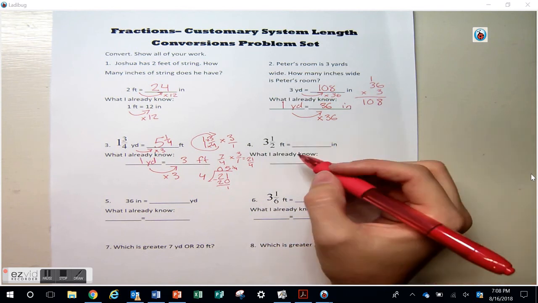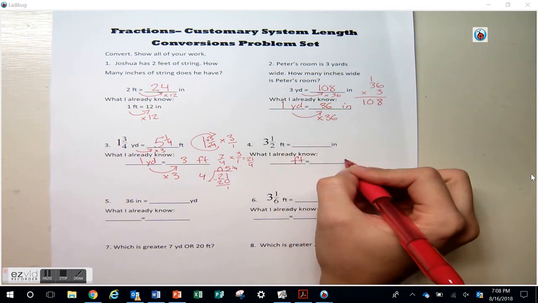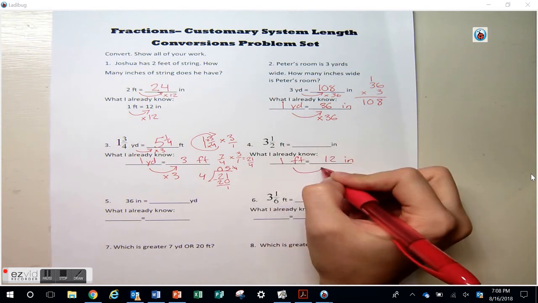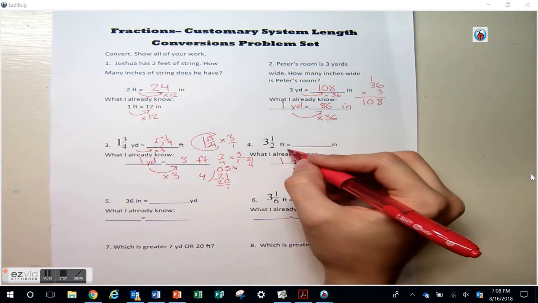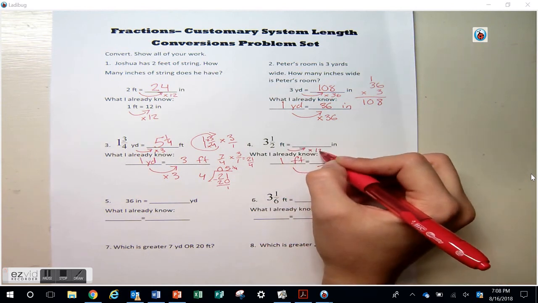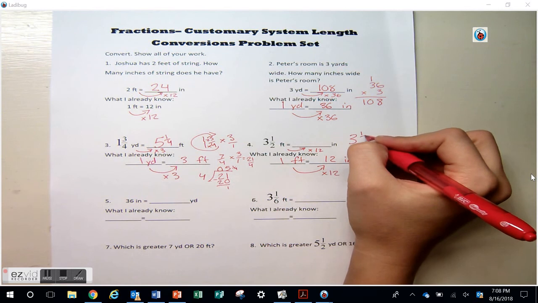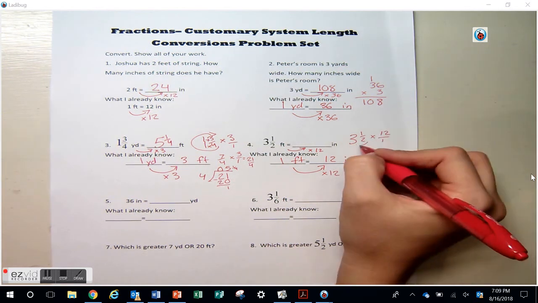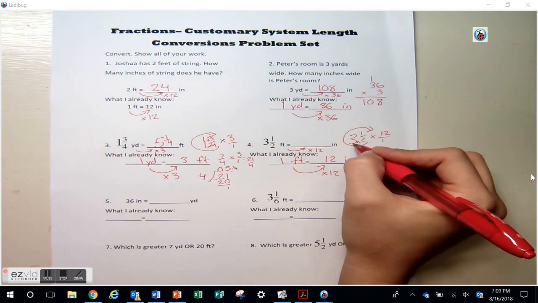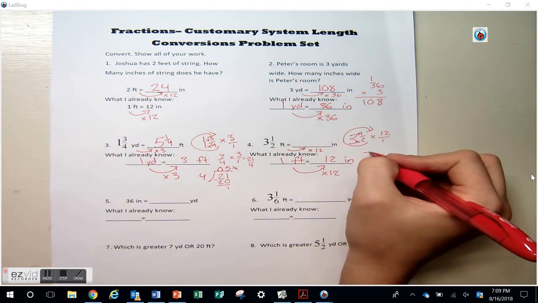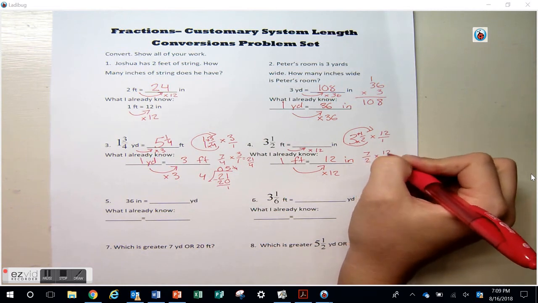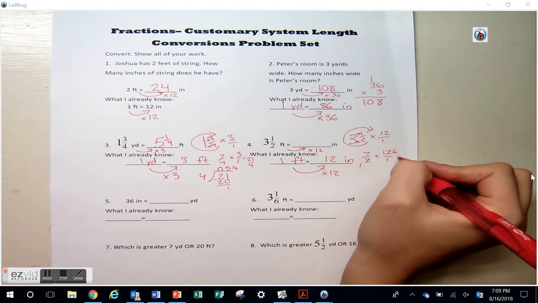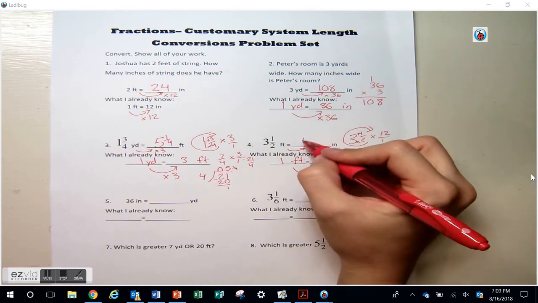Continuing on, we have feet on the left, inches on the right. I know that 1 foot has 12 inches. Multiply by 12 to get from feet to inches. Now I have 3 1/2 times 12 over 1. Might as well make it a fraction. Use my Ferris wheel. 2 times 3 is 6, plus 1 is 7. So we have 7/2 times 12 over 1. Divide by 2, divide by 2. We get 42 over 1, also known as 42.